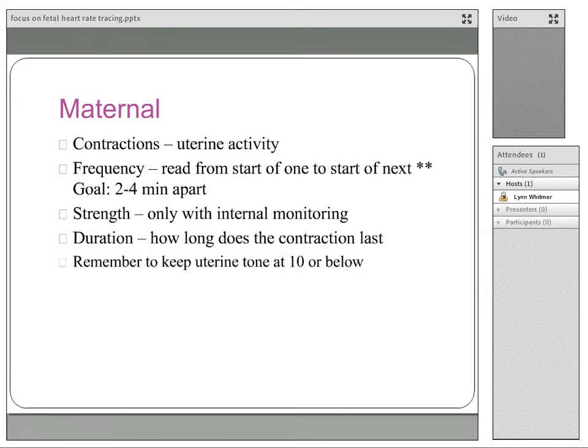How long does the contraction last? Usually they start out at, you know, 20 to 30 seconds, and they can go all the way up to 45 seconds in duration, which seems like a very long 45 seconds to a minute. So that seems like a very long time when you're in the midst of that contraction.